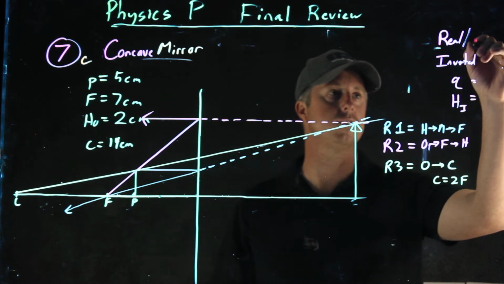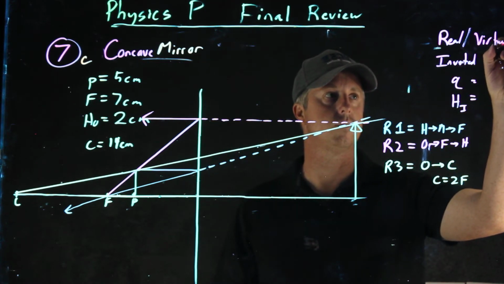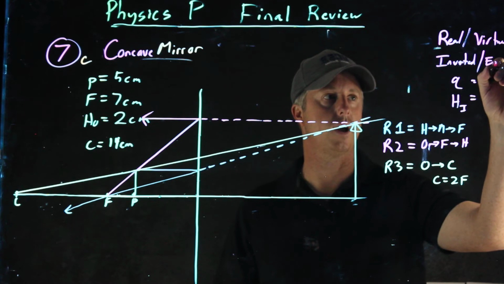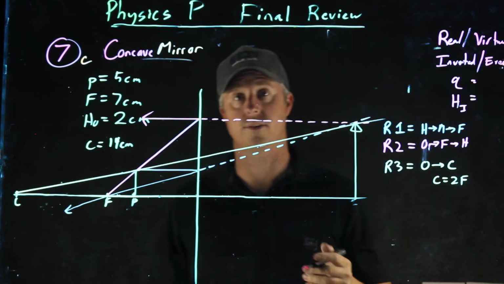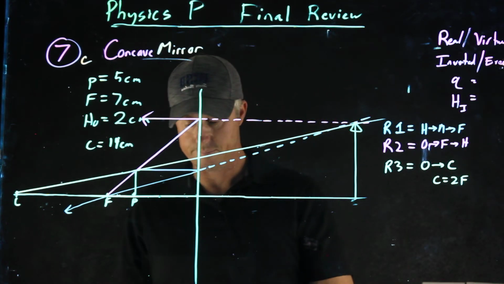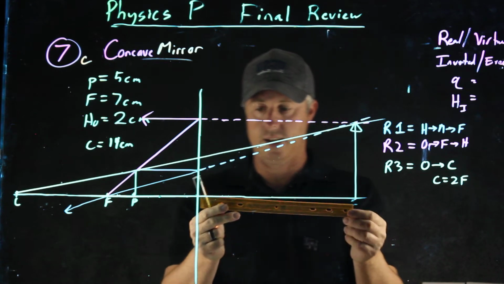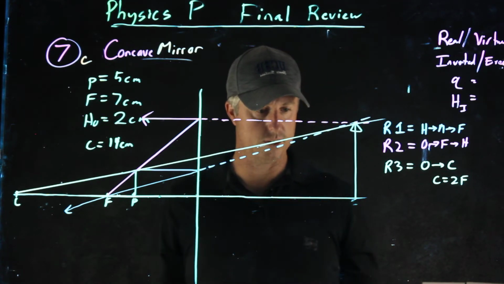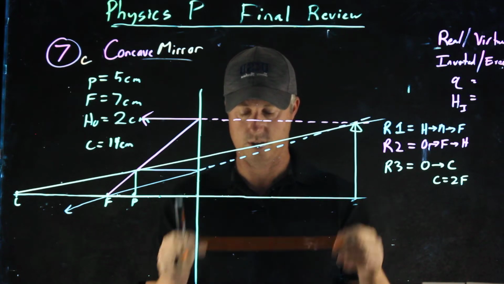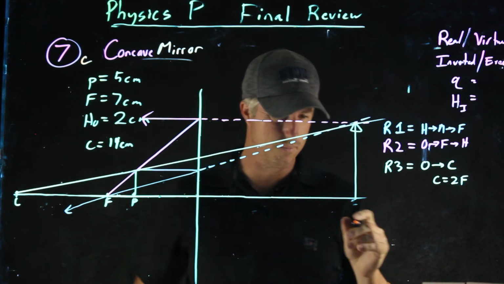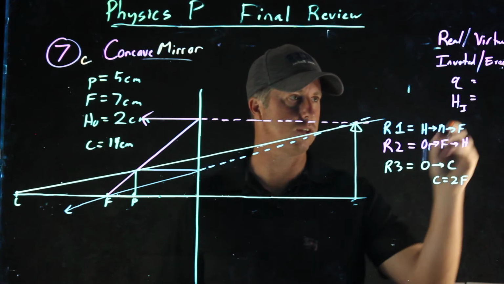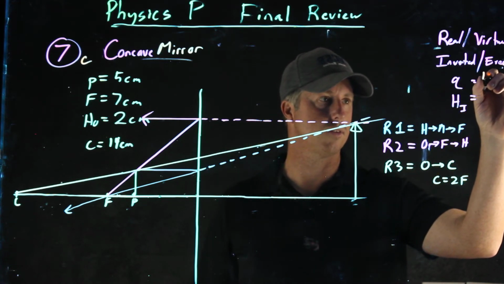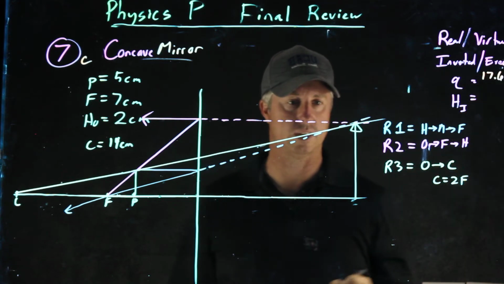The questions we're looking at: is it real or virtual? Is it inverted or erect? What's Q, and what's the height of my image? Okay, so if I look at that, I can measure it out. On the scale that I had, this is in between 17 and 18, so a little bit past the halfway point, probably about 17.6.